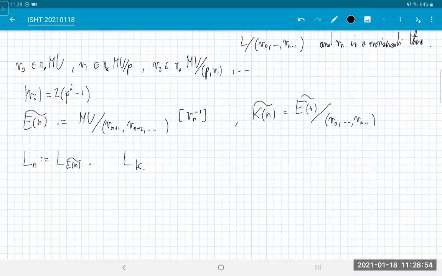And sorry, LKn is this L applied to Kn tilde. Kn tilde is a sum of many, many copies of another spectrum called Kn. And that's what these guys are called.